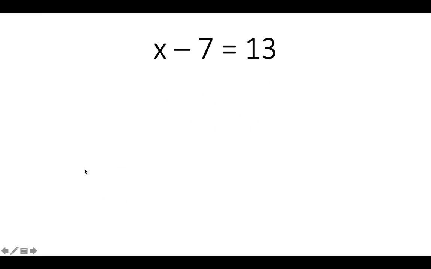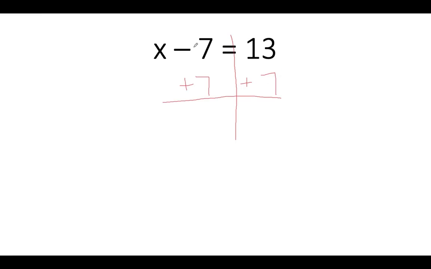Let's look at another one with a different inverse operation. So, first thing I'm going to do is check out the equation I'm given. I see x minus 7 equals 13. So, I'm going to draw my fence. And now I see that I have a minus 7. Well, I have subtraction. The opposite of subtraction is addition. So I'm going to add 7 to both sides. Whatever we do to one side, we have to do to the other to keep this equation balanced.